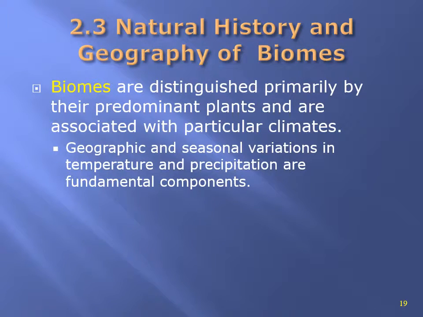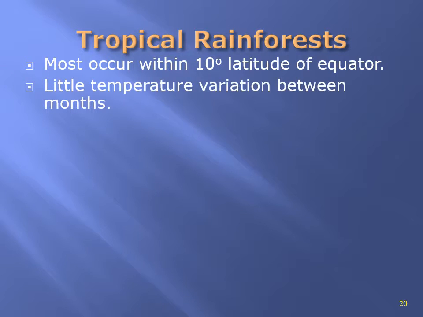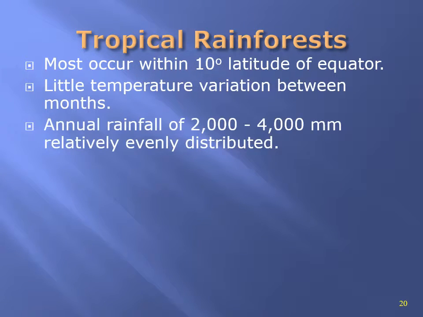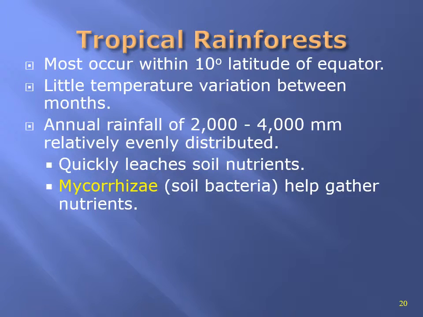So geographic and seasonal variations in temperature and precipitation are fundamental components. So that means the amount of rainfall and the temperature of the biome tends to determine everything that can live within that biome. First, let's look at tropical rainforests. Most of the rainforests occur within 10 degrees latitude of the equator, so centered around the equator. There is little temperature variation between the months, which means it's pretty similar temperature all year round. Annual rainfall of 2,000 to 4,000 millimeters, relatively evenly distributed throughout the year. And all of this rainfall quickly leaches soil nutrients.